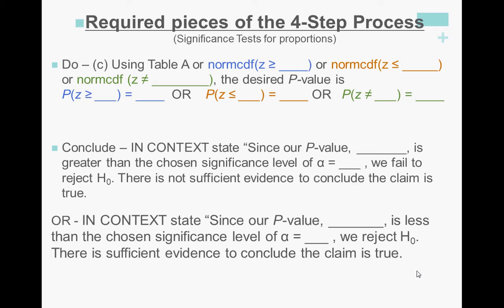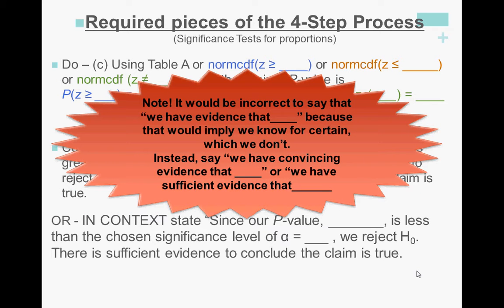Okay, one important note. When we're in our conclusion, it would be incorrect to say we have evidence that this is true or we have evidence that this is false, because that would imply we know for certain, which we don't. So what's better to say is we have convincing evidence to reject this, or convincing evidence to fail to reject this. And you can say convincing or sufficient evidence. But the main thing I'm trying to drive home here is our significance testing is not telling us for certain this is true or for certain this is false. What it's saying is there's a lot of evidence that either it's true or it's false. So make sure you use words like convincing evidence or sufficient evidence to help show that we are just talking about the amount of evidence for or against something, not saying with absolute certainty what it is.